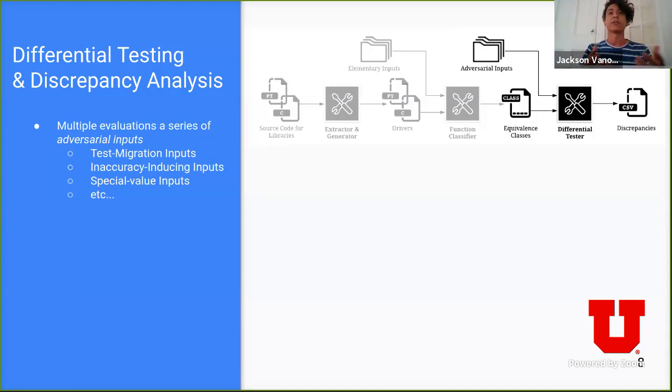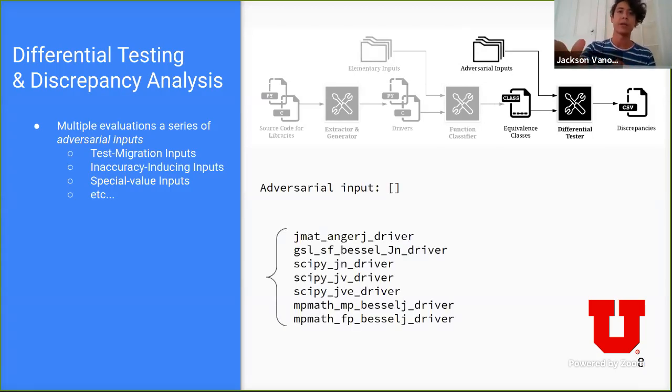The differential tester also takes as input adversarial inputs, which are intended to provoke divergence between the function synonyms that we've discovered. These can come from a bunch of different sources. For our experiments, we used test migration inputs from each of the libraries, inaccuracy-inducing inputs found by a modified version of the S3FP tool, and special value inputs like NaN and infinity. But you can use whatever you want. It would be interesting to use some of the inputs found by Daming's tool, for instance, to see what sort of discrepancies we can find.